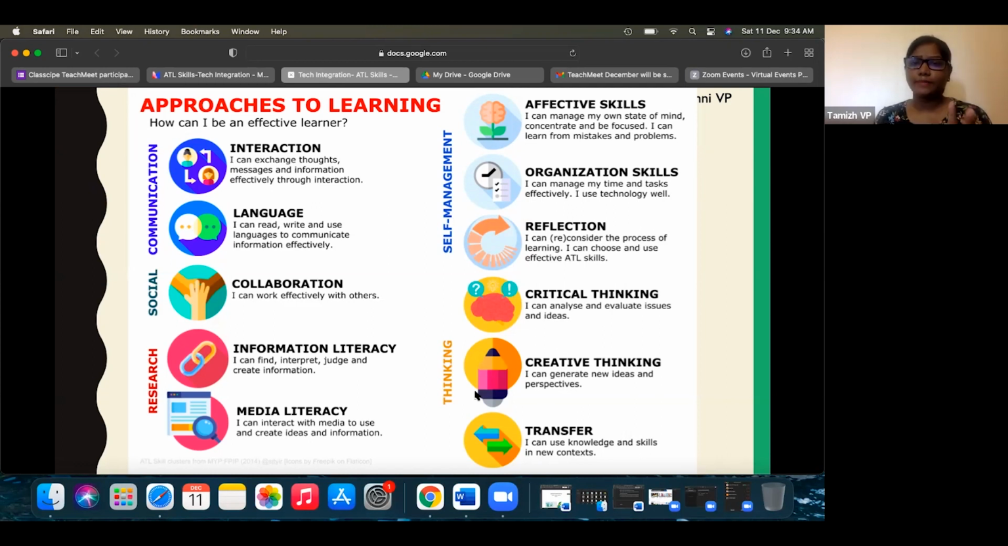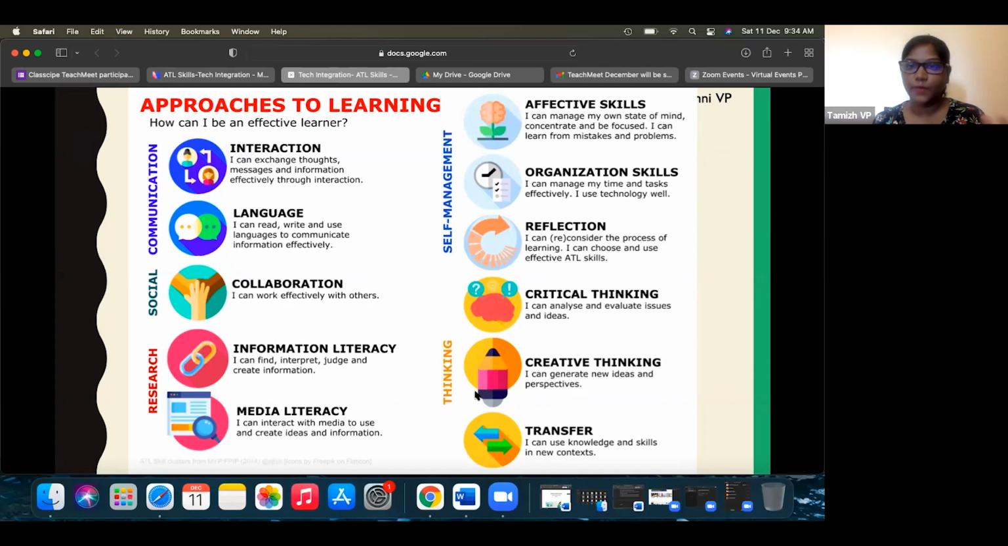Now, ATL skills are generally classified into 5 different types. One is communication, social, research, self-management, and thinking. And they have sub-skills, they have clusters. So when you say communication, it can happen through just interaction. It could be verbal or non-verbal communication, exchange of thoughts. And the other one is the language part. What kind of language skills should I develop in order to be able to communicate effectively?